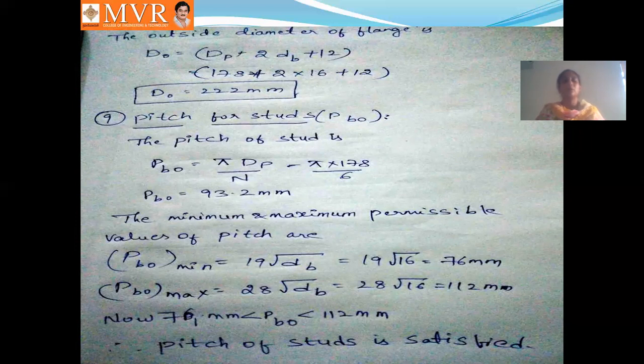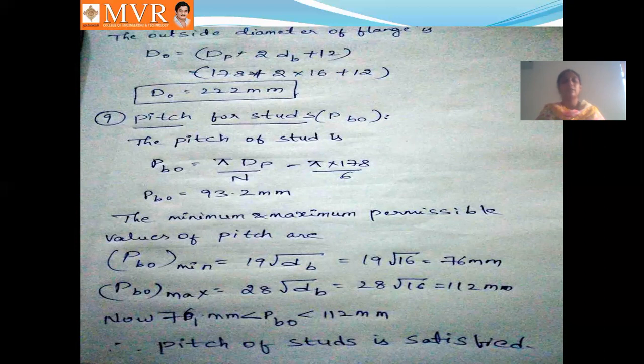Okay, next, pitch for studs. The pitch of stud is PBO is equal to pi dp by n. Pi dp by n is equal to pi into 178 by 6. PBO is equal to 93.2 mm.